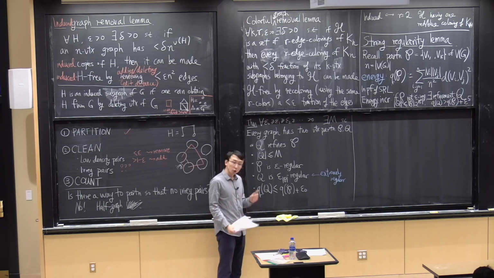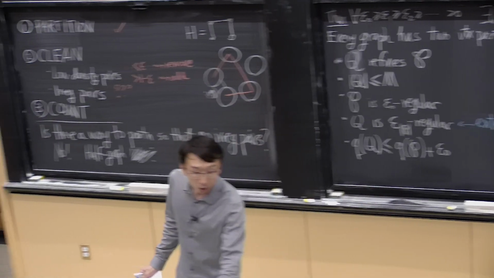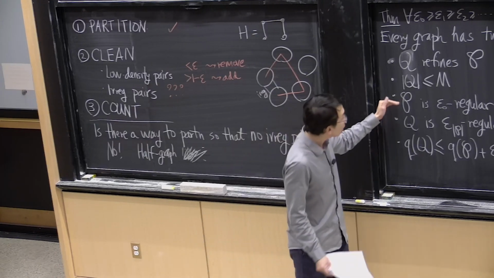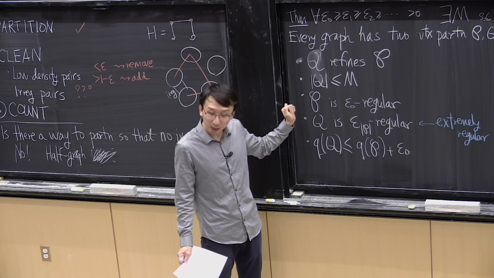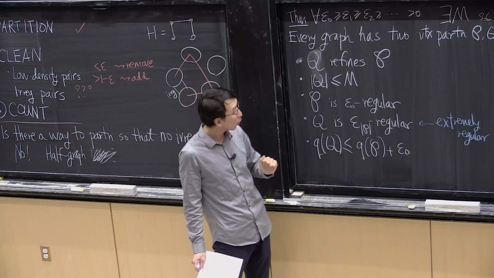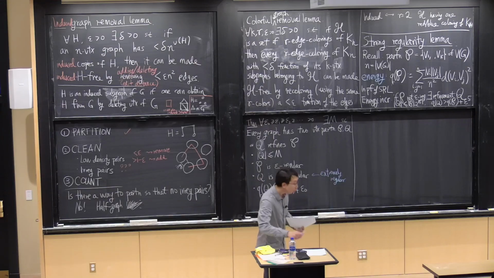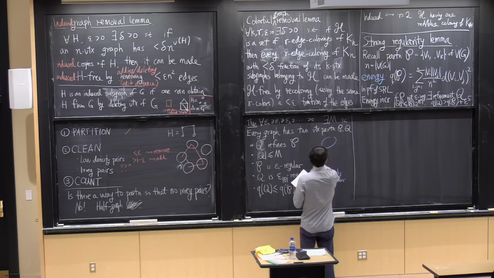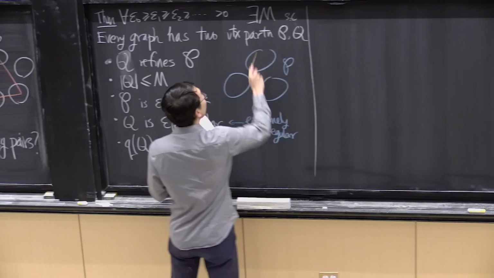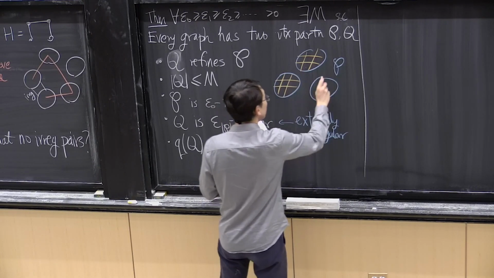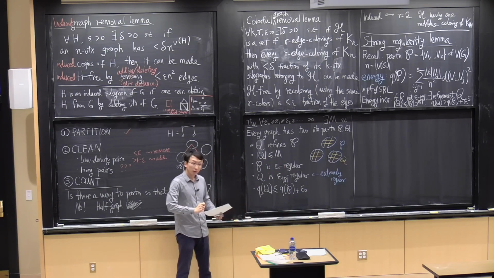It produces for you not just one partition, but a pair of partitions. And in this pair, you have one partition P, which is similar to the one that we obtained from Szemerédi's regularity lemma, epsilon naught regular, but we also get a refinement Q. And this Q is extremely regular. So you can think that given P, the Q is an extremely regular refinement of P.